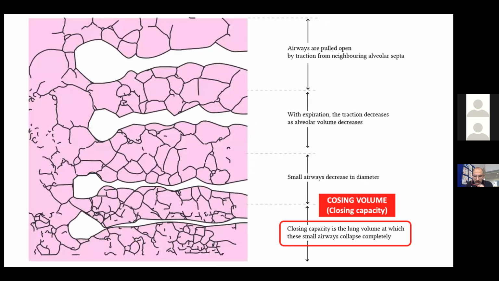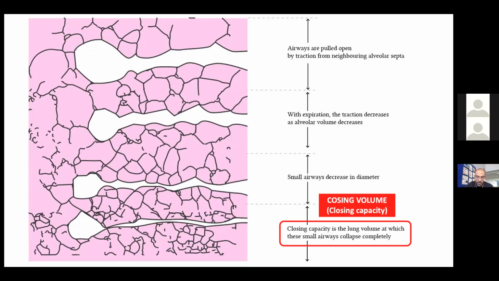Right, another important concept is the closing volume or the closing capacity. So the closing capacity is the lung volume at which the small airways collapse completely. As you can see from the graph, if we go down the graph at the far end, this is the closing volume. In this situation, all the airways and all the small bronchi without cartilage collapse, and it causes atelectasis. If we have atelectasis all over the lung, it can eventually cause respiratory failure.